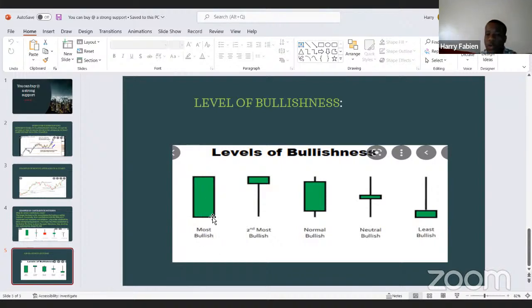So this one is the most bullish, the big one. This one is the second most bullish, and that one is a normal bullish. And this one is a neutral bullish. And this one is the least bullish. Therefore, that's the way it is.